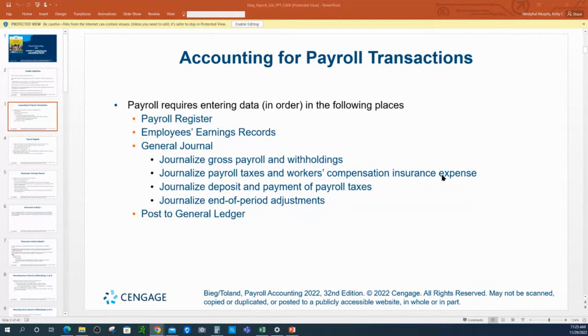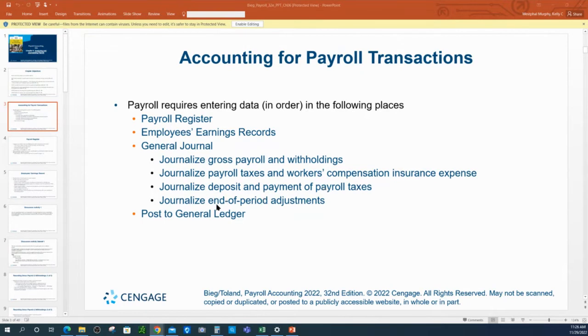We haven't really talked much about workers' compensation at this point. We've talked about unemployment insurance, but we haven't talked about workers' compensation insurance and how that all works. We're going to talk about that in this chapter, but that's going to be another journal entry that has to be made. Then when we actually make the deposit of those payroll taxes and amounts that we have withheld from employee paychecks and amounts that are owed by the employer, we have to make another journal entry at that point.